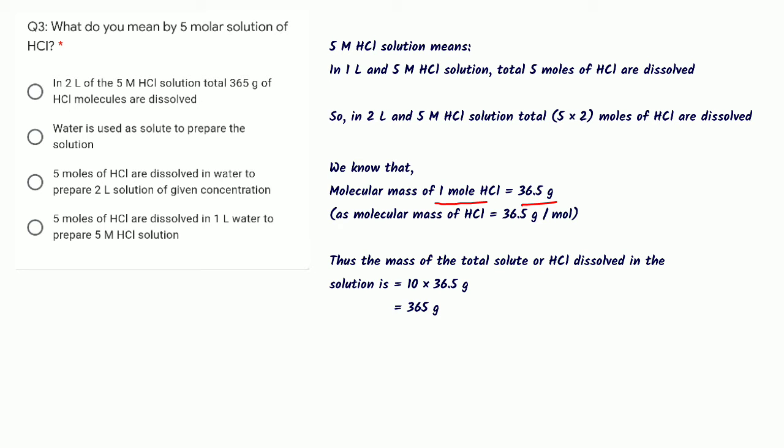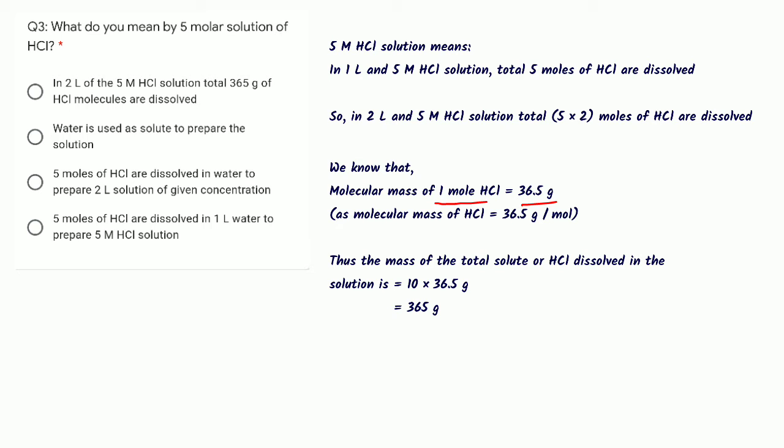So we have the moles now, and we know that 1 mole is equal to how many grams? 1 mole represents the gram molecular mass. What is the mass of 1 mole of HCl? If you calculate the molecular mass of HCl, it will be 36.5, because the atomic mass of hydrogen is 1 and chlorine is 35.5. If you add both, it becomes 36.5 gram.